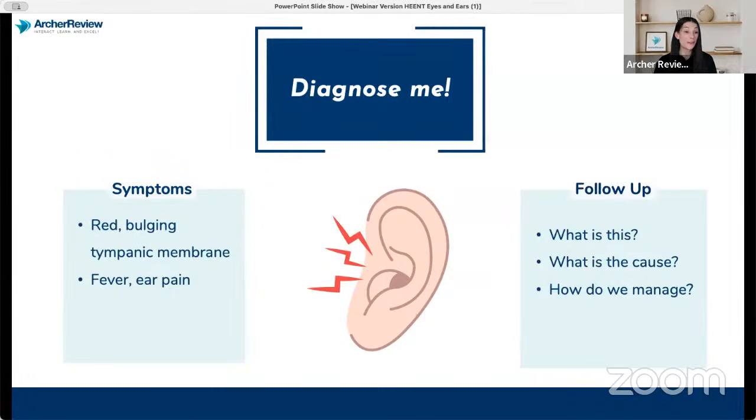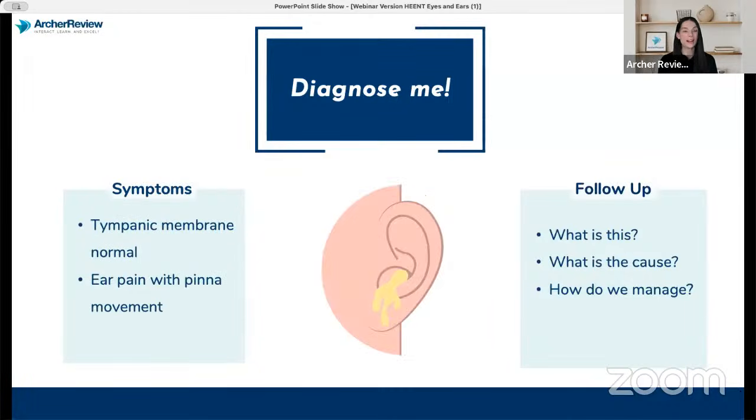Can be caused by a variety of things. Sometimes the pneumococcus bacteria cause this. Sometimes the H. flu bacteria cause this. And we typically use just regular old penicillins to treat this. If it doesn't get better on their own, we might up the treatment to Augmentin or even a cephalosporin. But just think about that red bulging tympanic membrane, definitely thinking ear infection, otitis media.